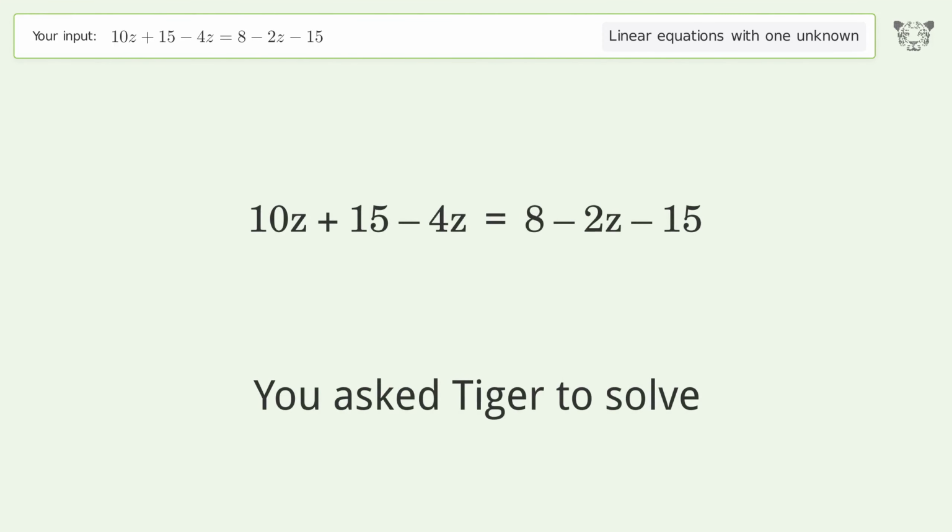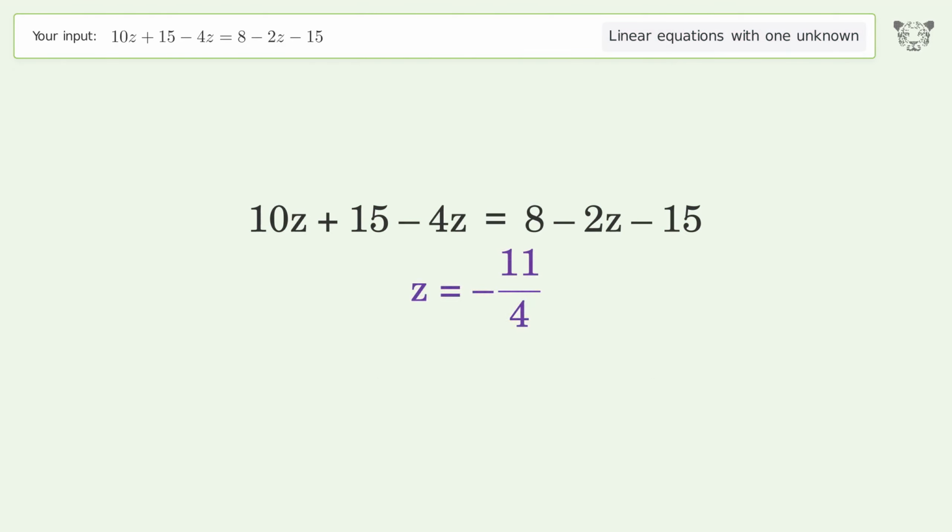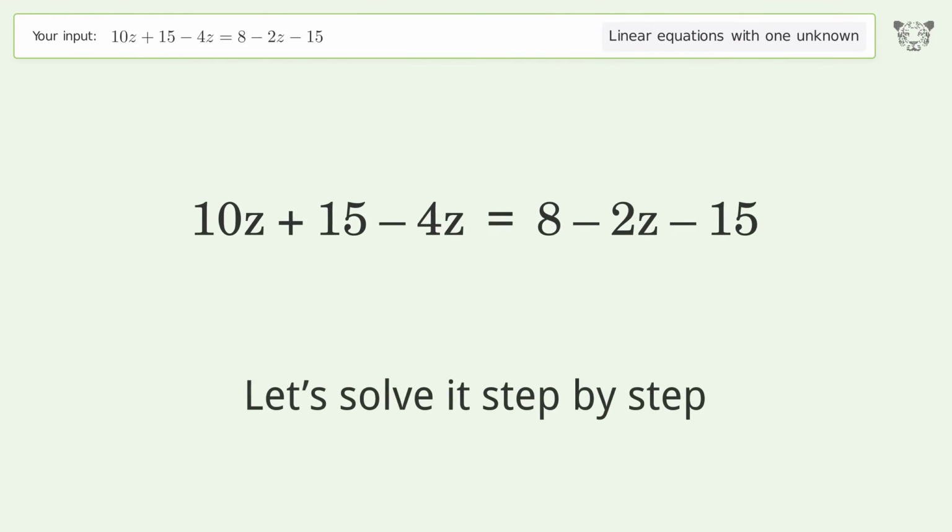You ask Tiger to solve. This deals with linear equations with one unknown. The final result is z equals -11/4. Let's solve it step by step.